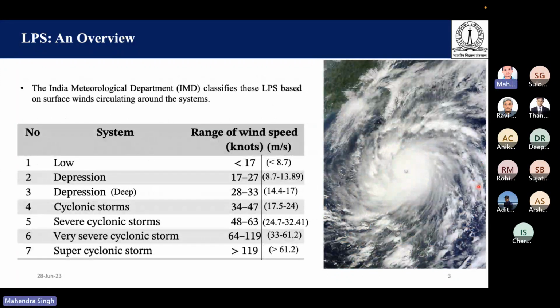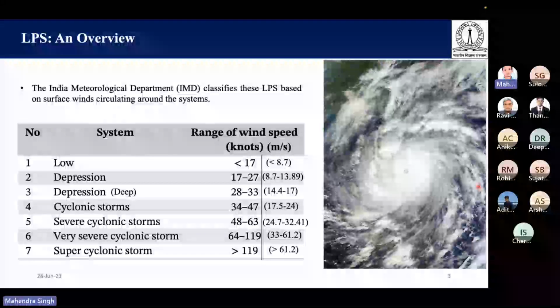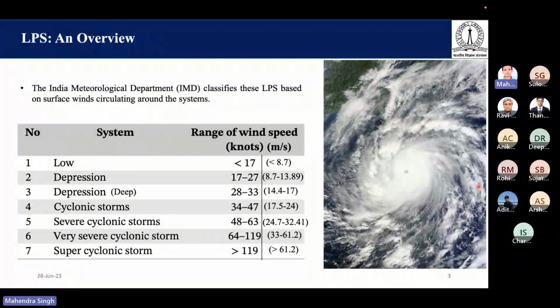According to IMD, these LPS systems are classified into different categories, as shown here, and they are categorized by their surface wind speed. The categories are lows, depression, deep depression, cyclonic storms, severe cyclonic storms, very severe cyclonic storms, and super cyclonic storms. During the monsoon, mostly lows, depressions, and deep depressions are found in the Indian monsoon region.